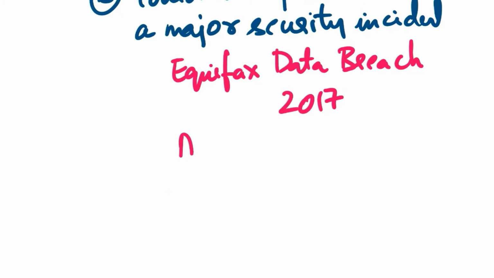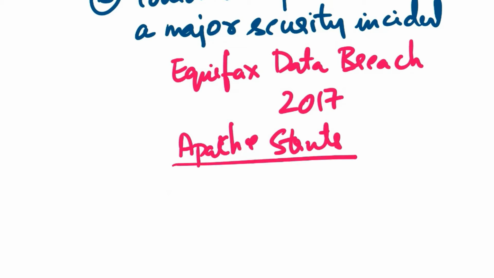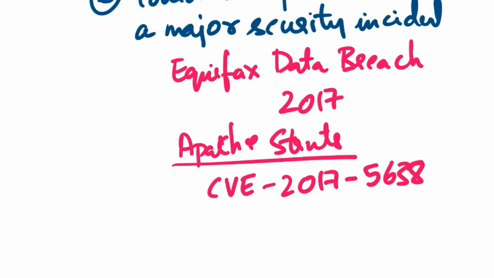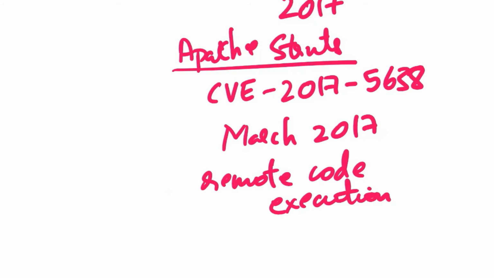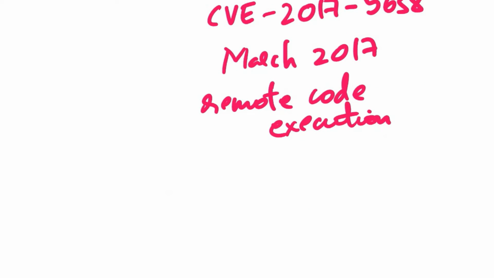It was using Apache Struts web application framework in its online dispute portal. A critical vulnerability in Apache Struts, known as CVE-2017-5638, was disclosed in March 2017. This vulnerability allowed remote code execution and was relatively easy to exploit. Equifax failed to apply the necessary security patches to address the Apache Struts vulnerability promptly. This vulnerability remained unpatched in their systems.